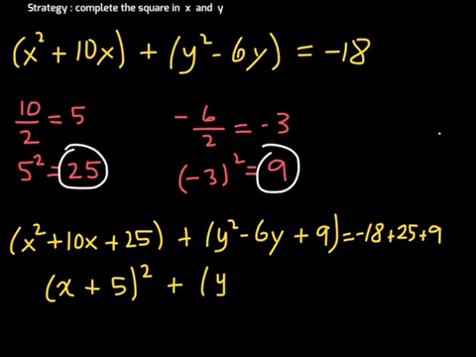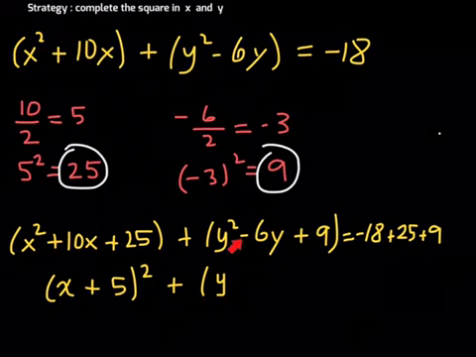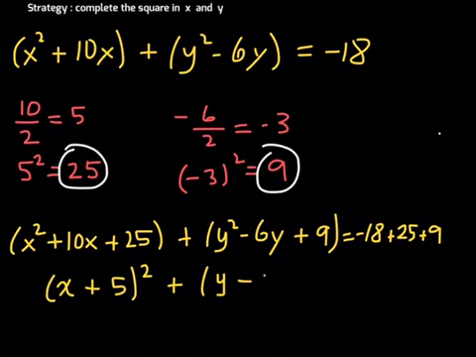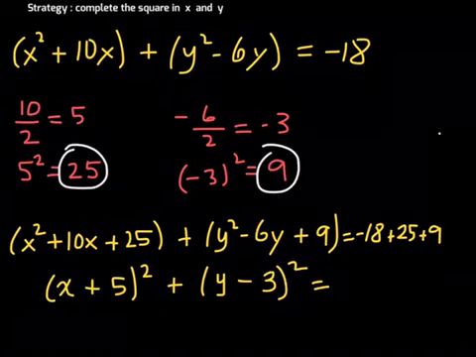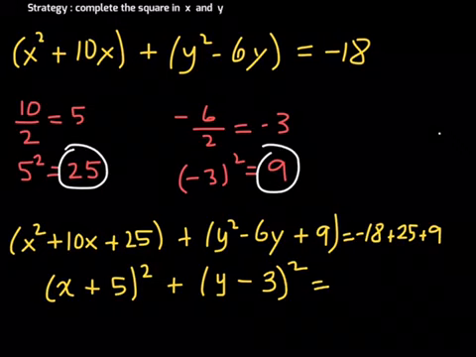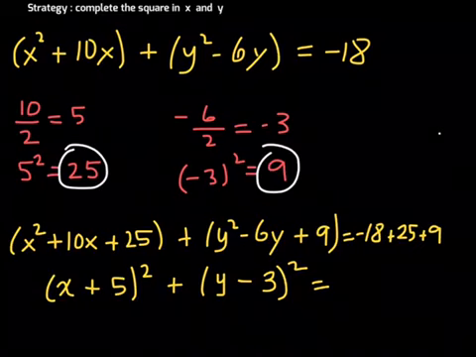And then the sign on the middle term comes down. Since that's negative, you're going to get a negative in the middle. And then what number do you square to get 9? 3. And don't forget to square that. Okay, and then the right-hand side, just go ahead and add negative 18 plus 25 plus 9. I believe that's negative 18 plus 34, which will be 16.